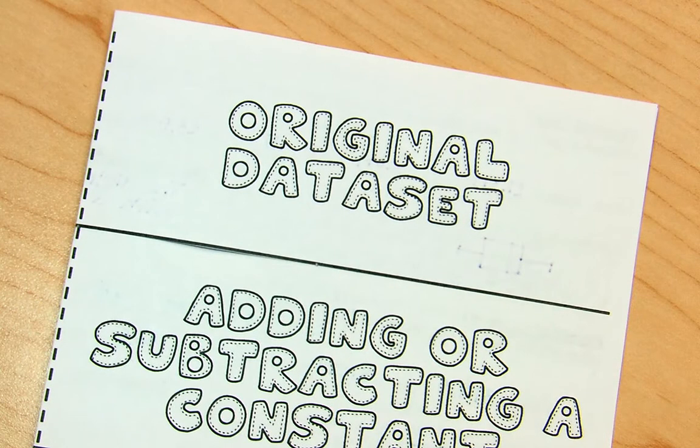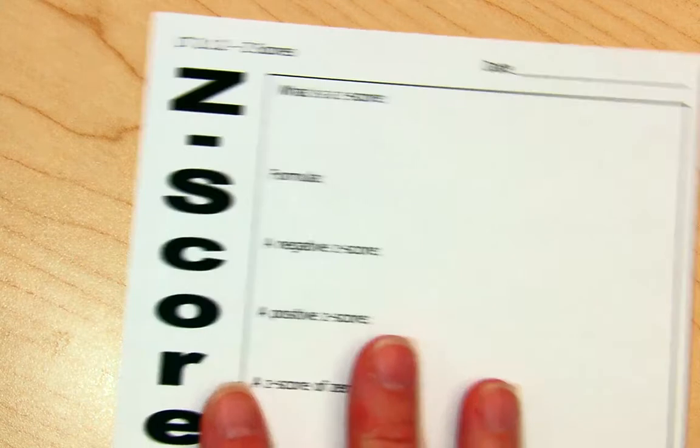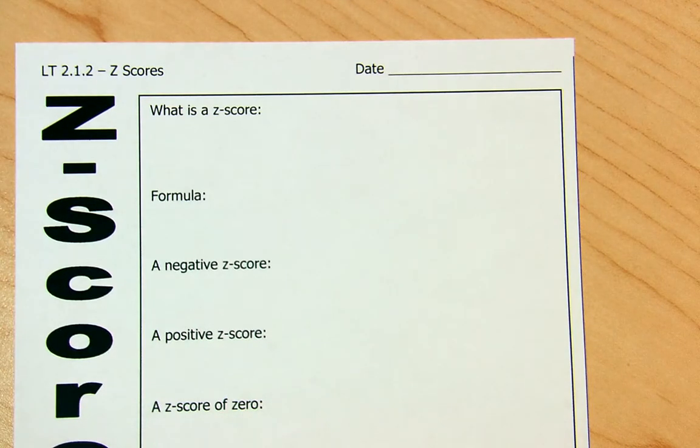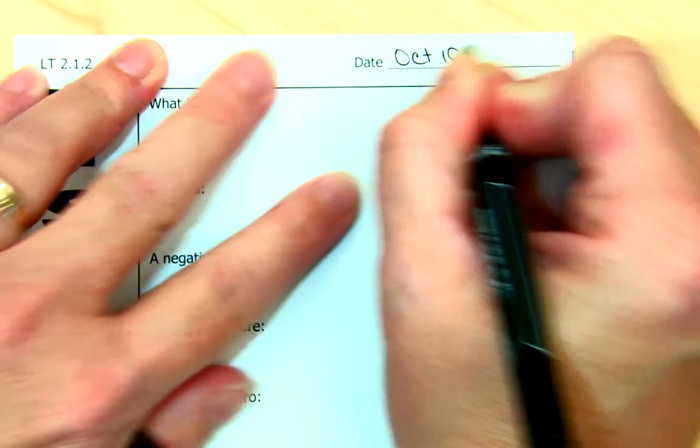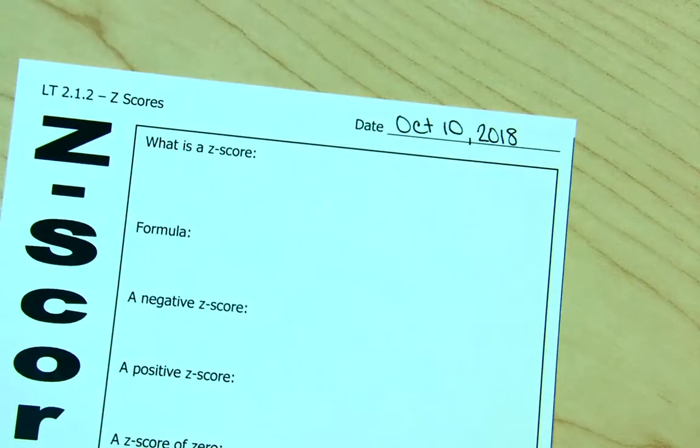Okay. So did you already put this on page 67? Once you get that on 67, we're going to work on this one with our z-scores.